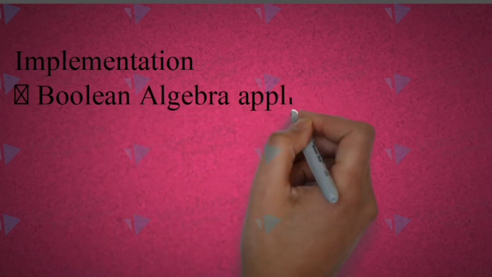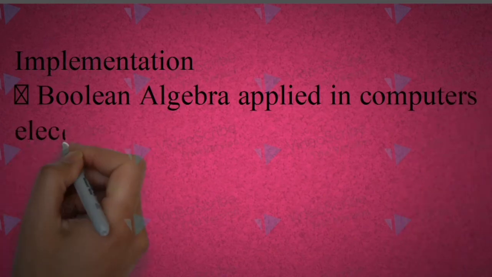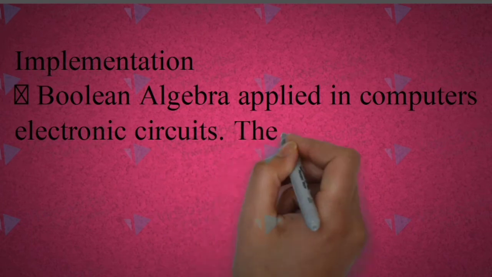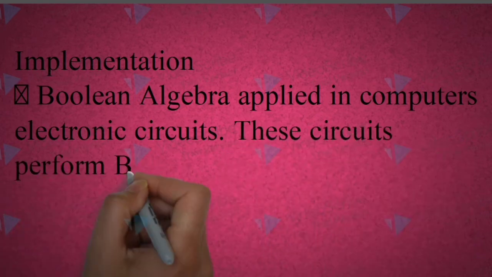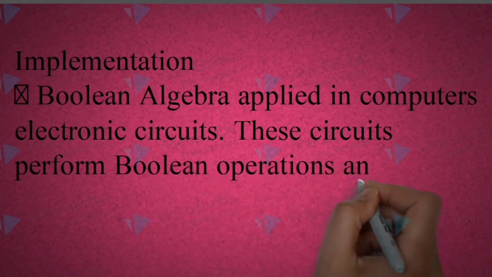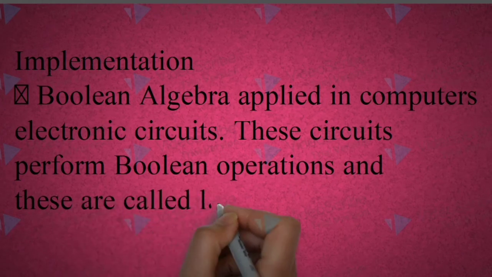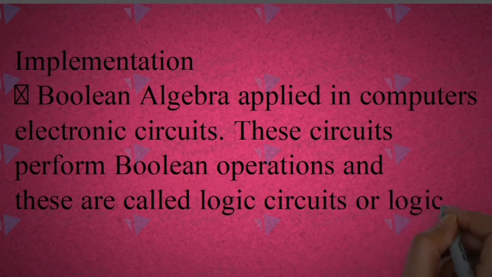So let us see the implementation. Boolean algebra is applied in computer electronic circuits. We all know that circuits are based on high voltage and low voltage, and Boolean algebra performs its operations on only two values, 1 and 0. That's why Boolean algebra is applied in our digital electronic circuits.